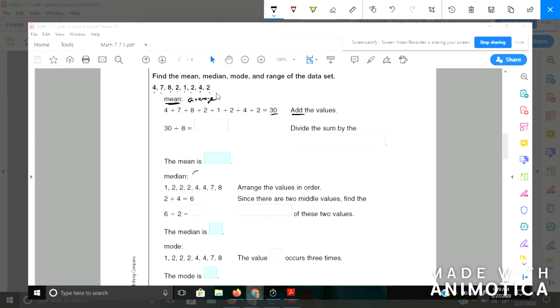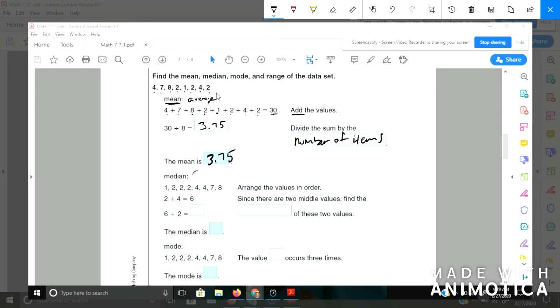And once you have them all added, you divide by the number of items. So how many numbers did we add together? 1, 2, 3, 4, 5, 6, 7, 8. So we would take 30 divided by 8 to come up with 3.75 is our average or our mean. Okay, add your numbers and divide by how many numbers there are. That's how you find the average.